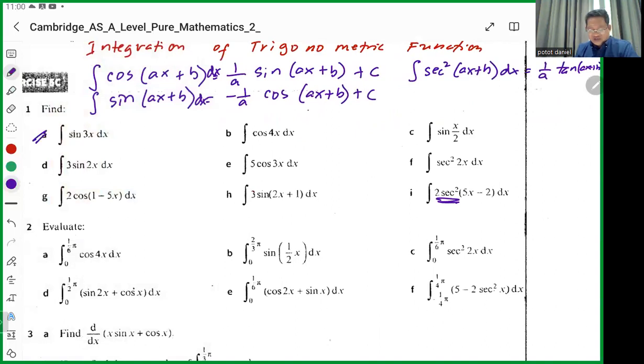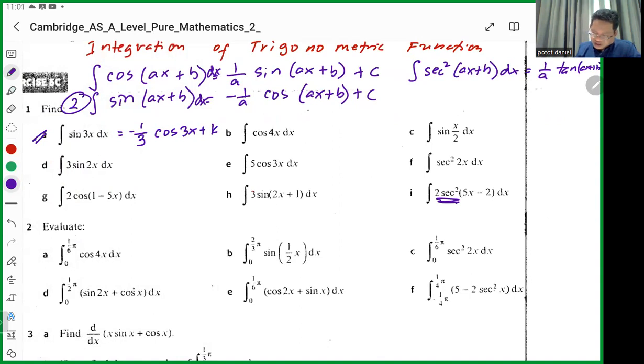Let's answer letter A, the integral of sine 3x. So look at formula number 2. The integral of sine 3x equals negative 1 over 3 cosine of 3x plus k, or plus c.